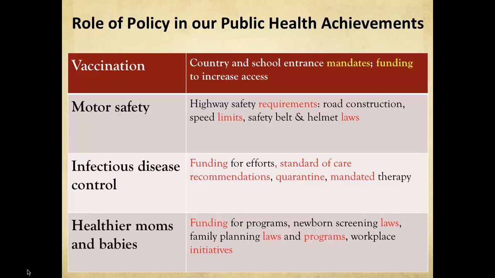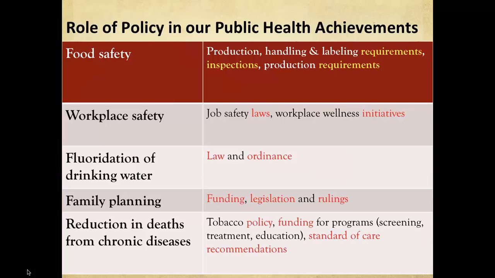We have requirements for motor safety: speed limits, safety belts, helmet laws. States do not receive federal funding for highways if they don't have particular safety limits, speed limits, for example. But helmet laws are determined by state. Infectious disease control policy provides for funding or standards of care, recommendations, quarantine, mandated therapy. When we think about healthier moms and babies, programs, laws, initiatives. Same with food safety policy, which assures requirements for food safety, handling, labeling, inspections. Workplace safety, again, laws, initiatives. You can start to see a pattern, I hope, here.